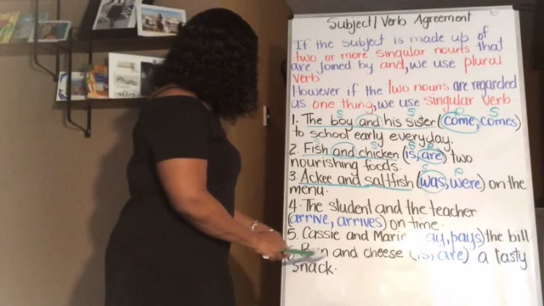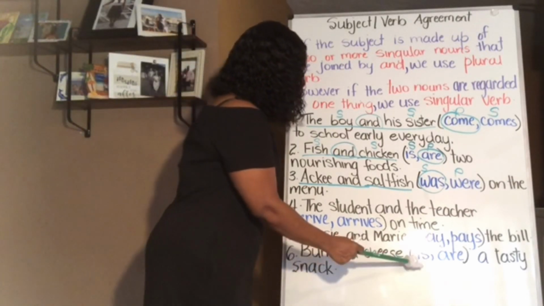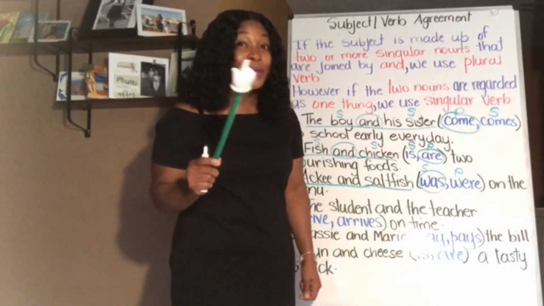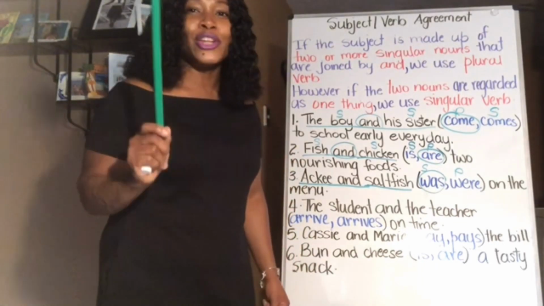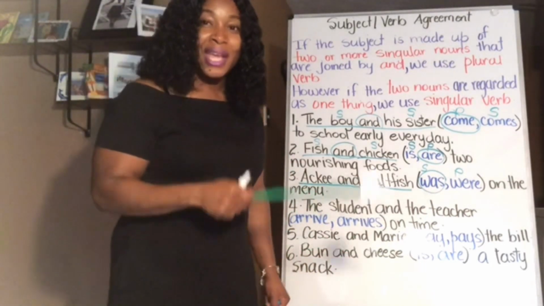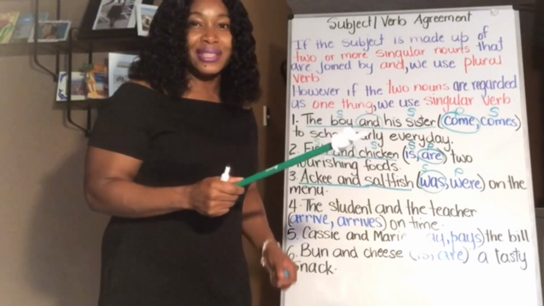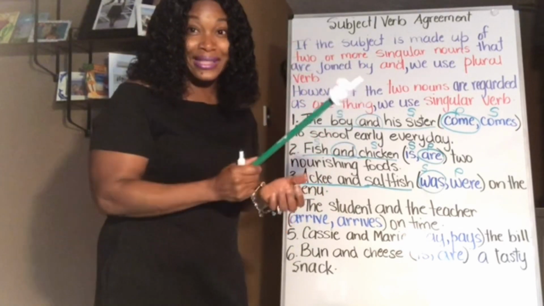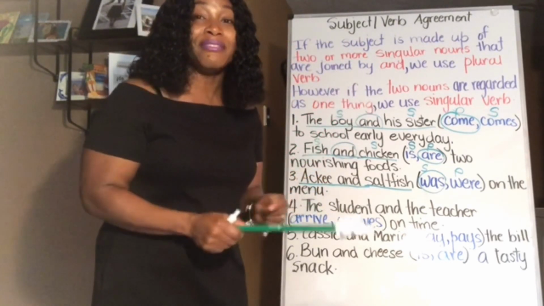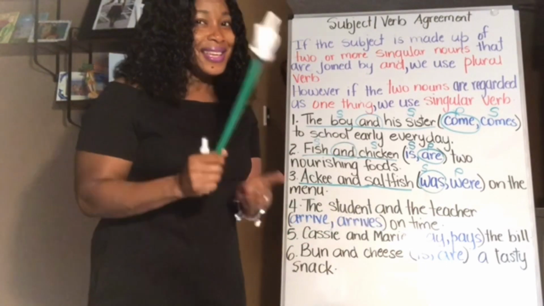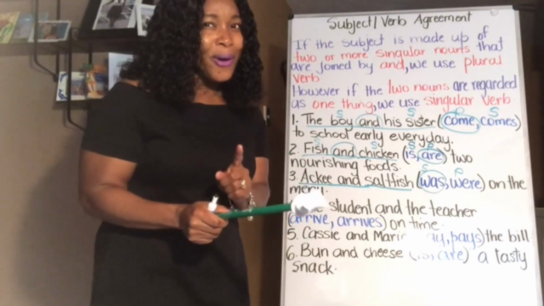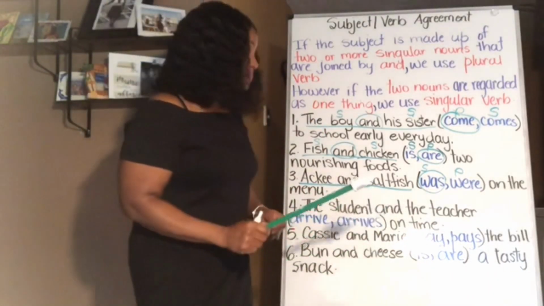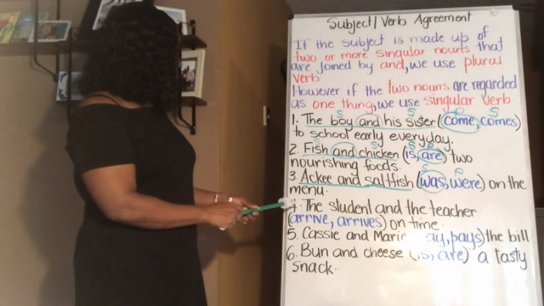6. Bun and cheese are a tasty snack. I'm going to give a clue. You know why? Not everybody knows about bun and cheese. In Jamaica, bun and cheese, it's like a sweet bread. The bun is like a sweet bread. And we slice that, we put the cheese in the middle, and we have it as a snack. Is it regarded as one thing, or are we going to separate it and say it's two different items? Let's see.